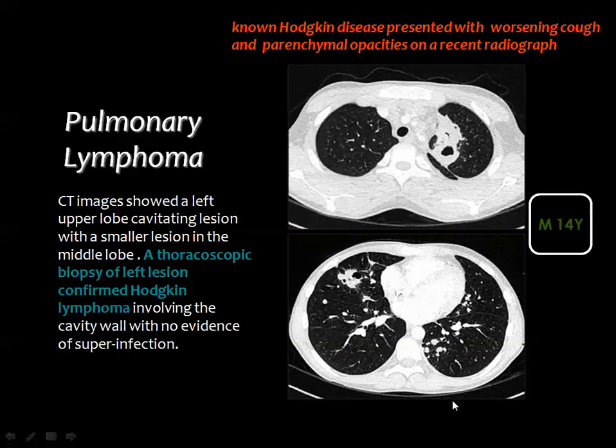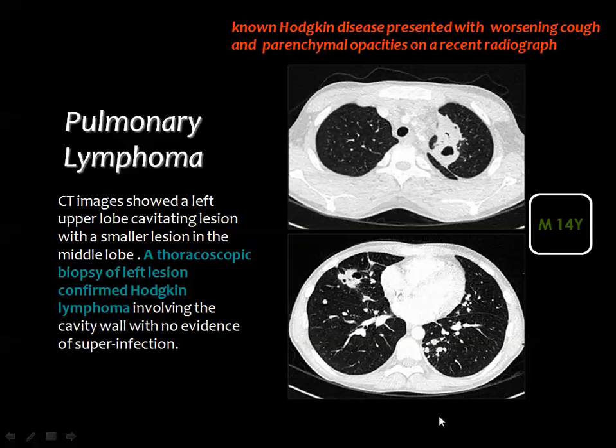And you see here patchy opacity with central cavitation in the apex of the left upper lobe that may be mistaken for tuberculous infection, and there is another lesion in the middle lobe showing similar criteria in this pediatric age, and this patient is also known to have Hodgkin disease. Then you should go for the possibility of pulmonary lymphoma.